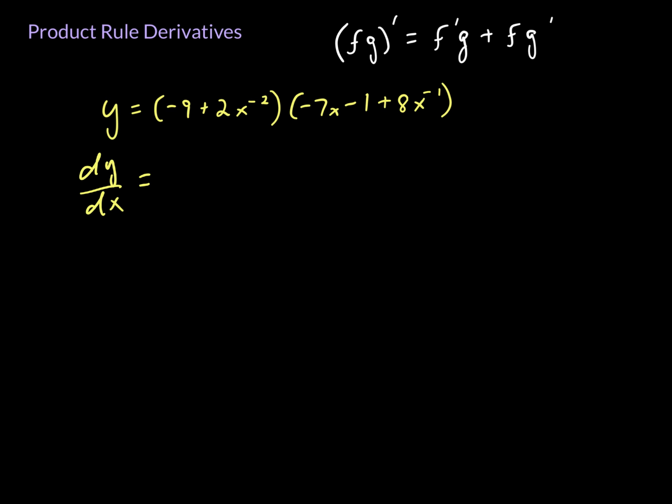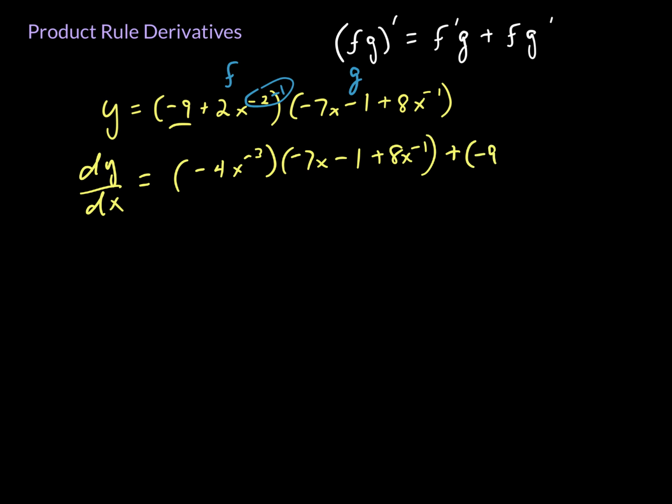If I'm going to treat this one as my f function and this one as my g function, let's continue. You take the derivative of f. Constants become 0. This becomes negative 4, x to the negative 3. Don't forget, when you subtract 1, that's a negative 3. All right, so we took the derivative of the first one. Now we're going to leave the second one. Plus, now we leave the first. And we take the derivative of the second.